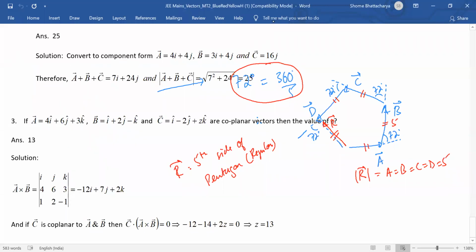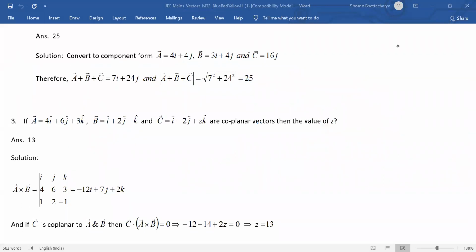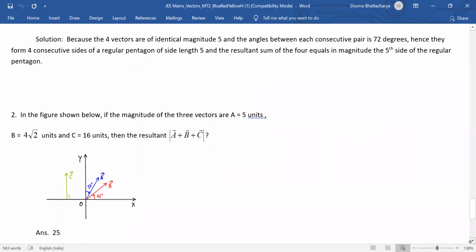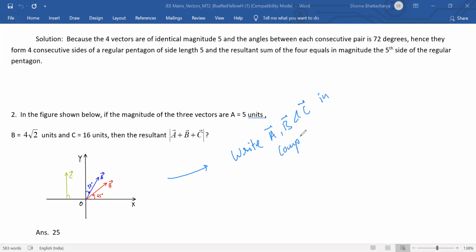So this is pretty easy. Just convert to components. So if you haven't done this question in the test, please try this out. Okay. So write vectors A, B, and C in component form. It's pretty easy. Convert it to component form and then do this one.